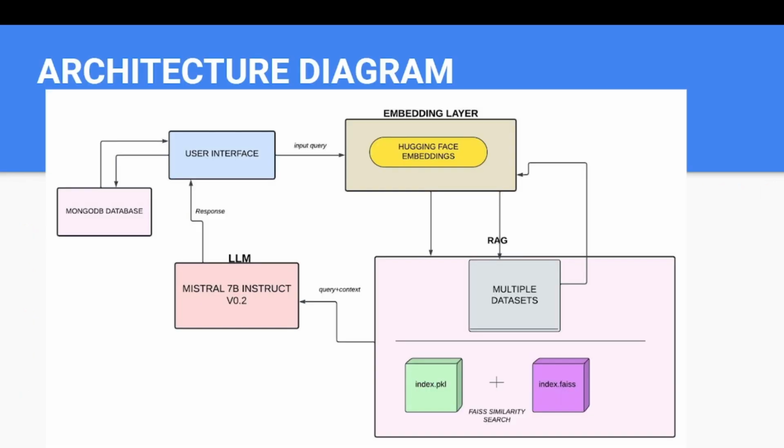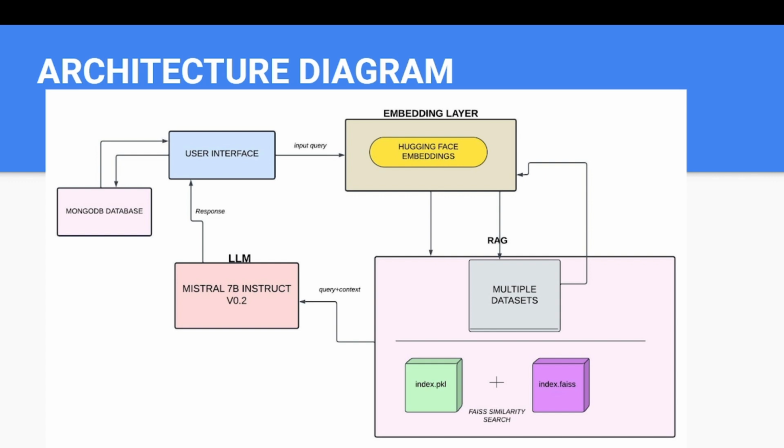So, this is the architecture diagram. So, first, in the user interface, we have a login page where the user is supposed to type the login ID and the password. And the login ID and the password, along with the object ID, are stored in the MongoDB database. So, if the user's credentials match with the credentials in the database, then the user is redirected to the main page where the user can type their query.